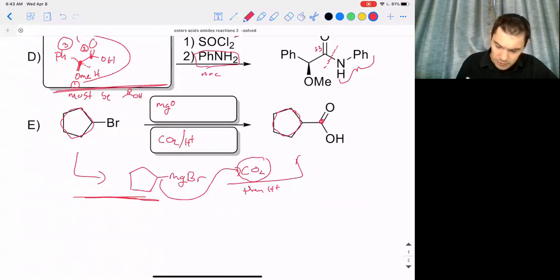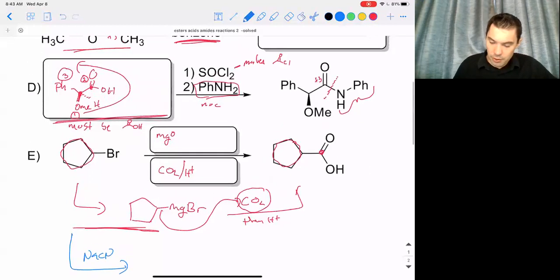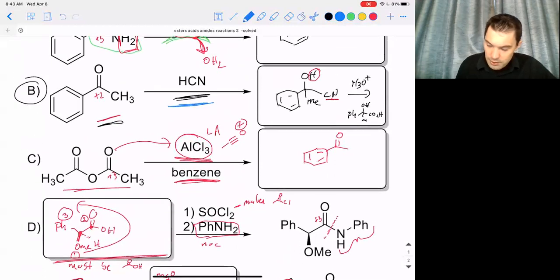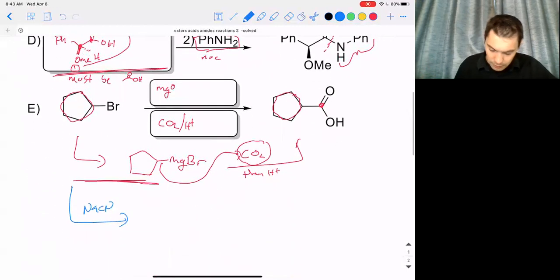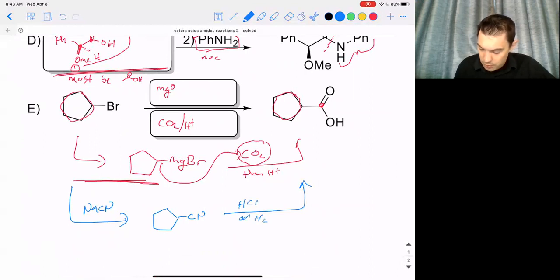A different way to do this would be, and I'm just going to change colors here to make it a little bit easier, what if we used NaCN, or sodium cyanide, and borrowed the trick I discussed up top here, where we extend this chain by one carbon and then hydrolyze the nitrile. And so if we use sodium cyanide, we might be able to make this nitrile, and then we could hydrolyze this with HCl or H2SO4, really any good H+ source, as long as there's water around to do the hydrolysis reaction. And that hydrolysis should work out quite nicely.